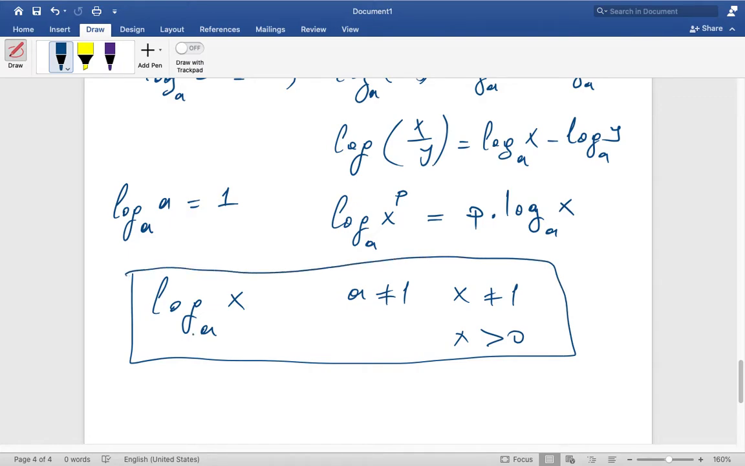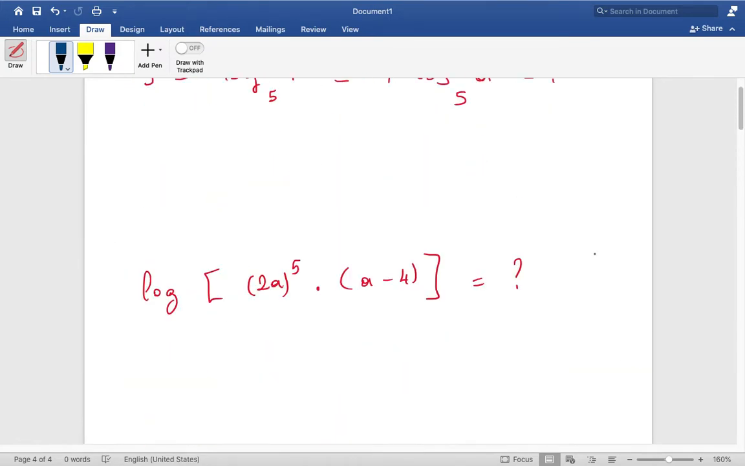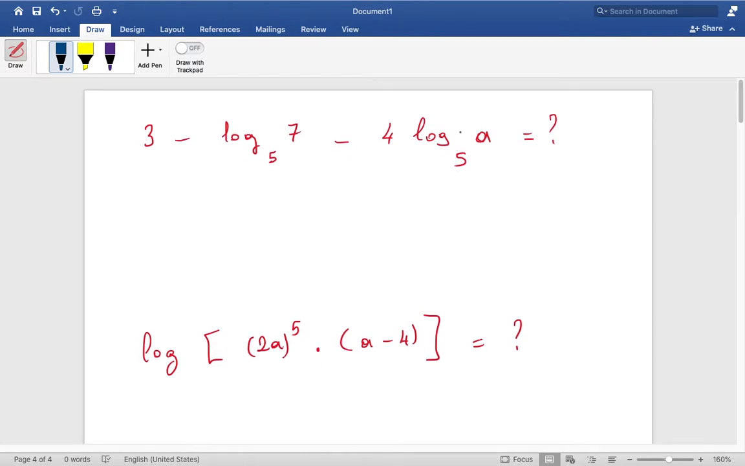It's important. And whenever I see ln x, I should understand that this is logarithm to the base e of x. If I see log x, this is logarithm to the base 10 of x. So these are the things as I remember now. So let's start to solve the questions.